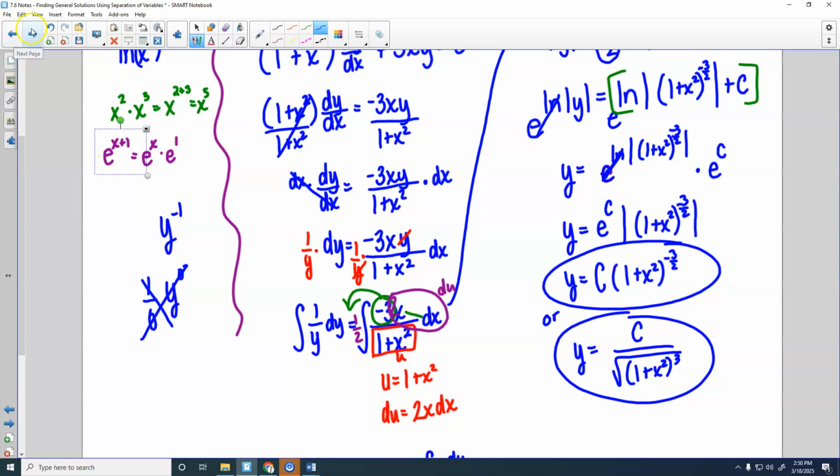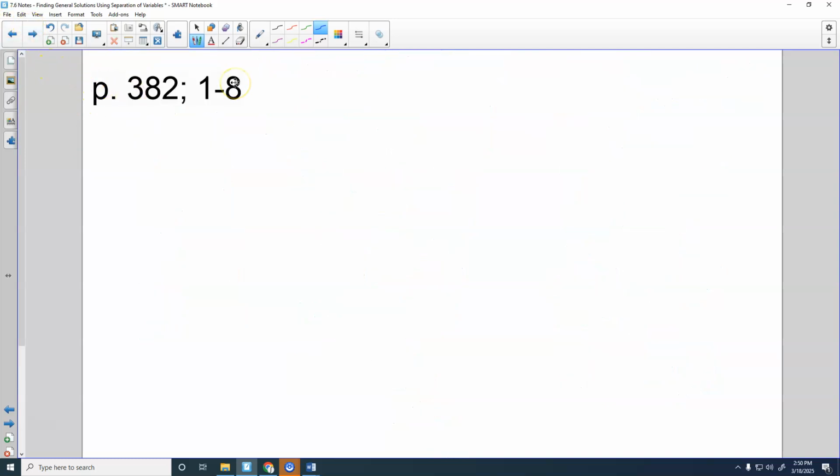All right, good. We've got a little time to work. Your assignment is page 382, and you're going to do 1 through 8. Let me make sure that is the right page. Oh, and I moved desks and chairs, so I'll have the wrong page. Let's see, 382. Yes, this should be fine.